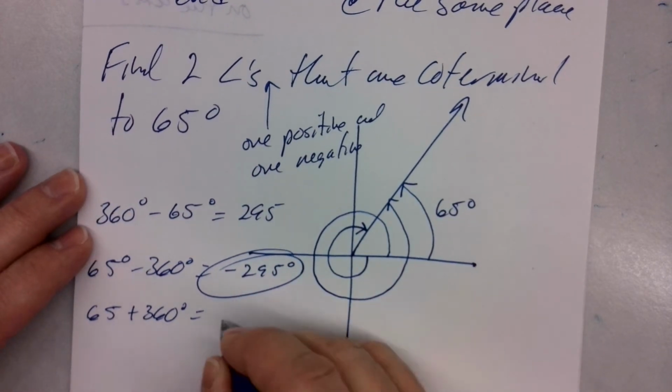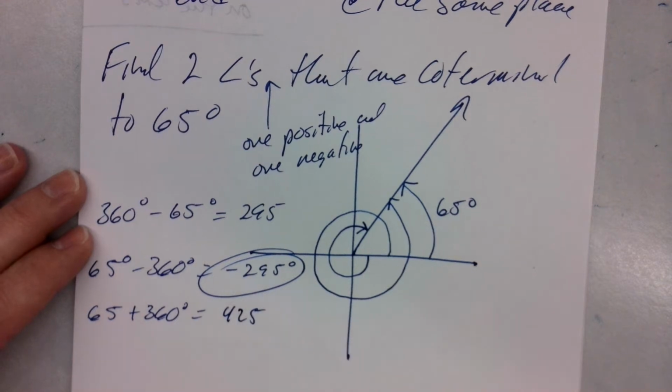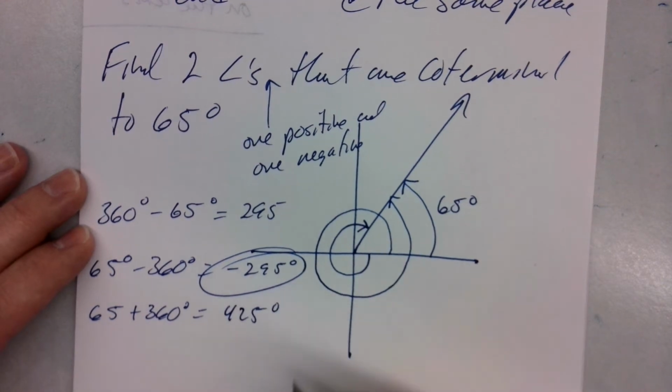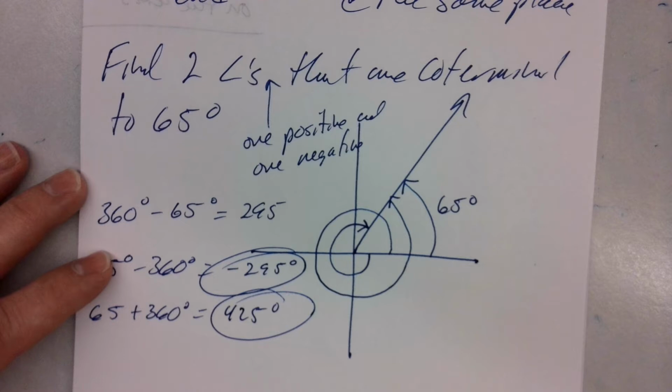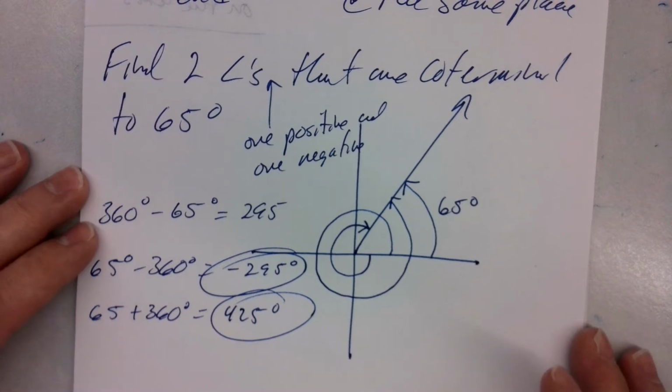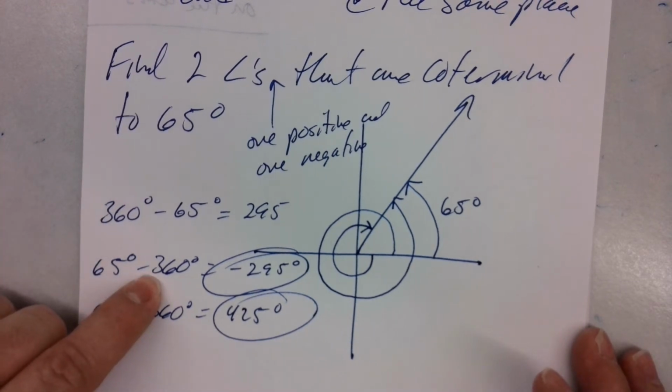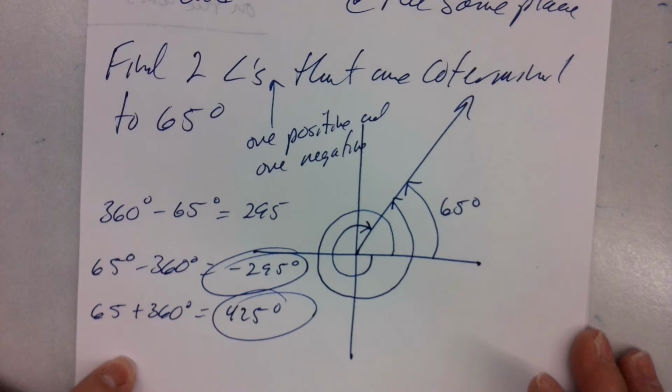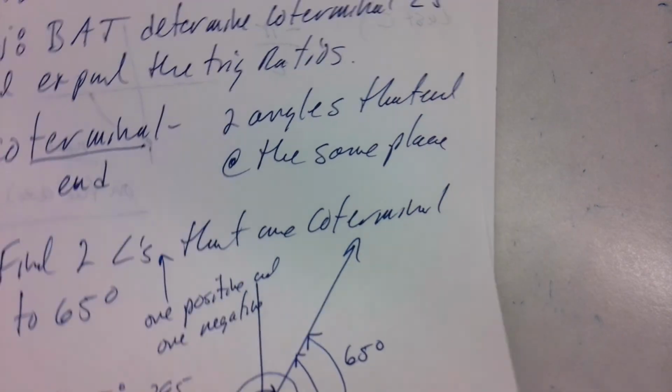What is it? Close. Negative 14. No, 425 degrees, right? We're talking about the measure of an angle, right? So, in the big picture, all you have to do is subtract 360 and add 360. Now, what if I did this, though?